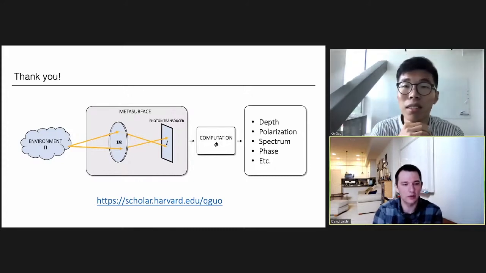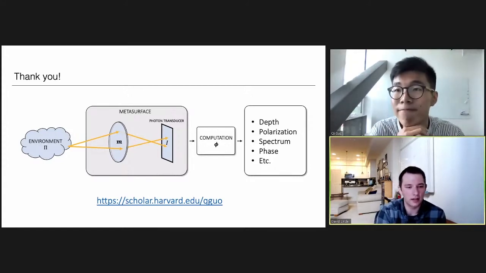The first question is from Regina Eckert, who asks, what is the maximum size of the metasurface, and how does that relate to the field of view or resolution constraints?